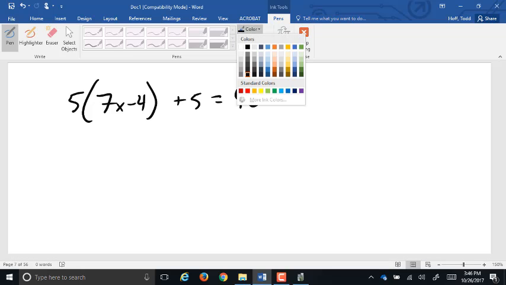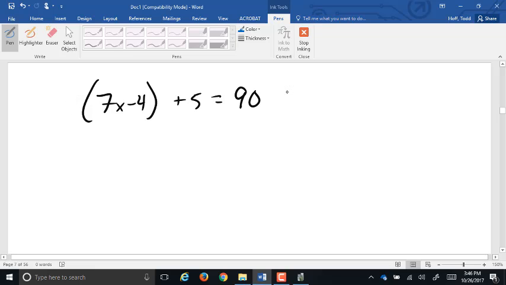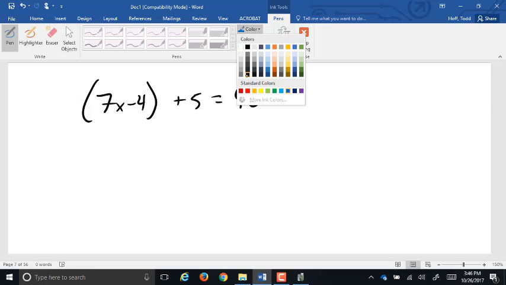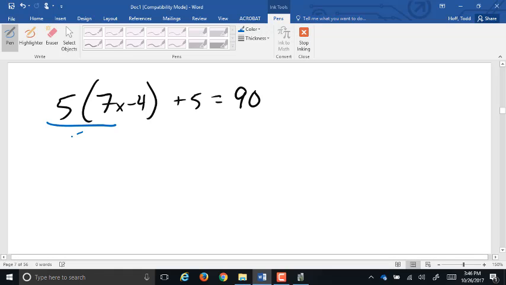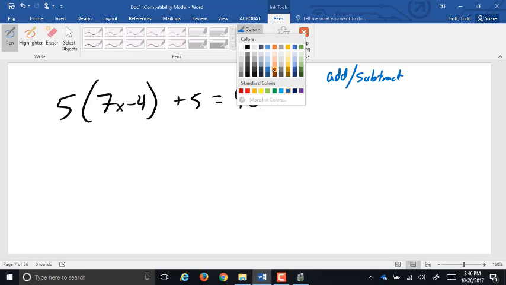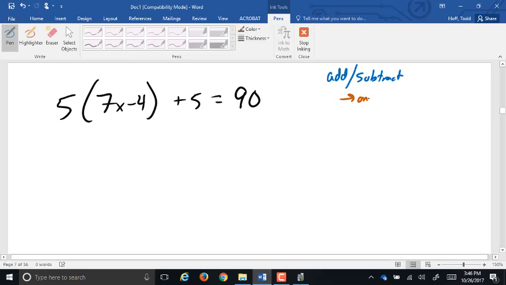Here we would not be able to just divide by this 5 here. It wouldn't work because we've got this piece here. When we are solving equations, if we add or subtract, we only have to do it to one piece on each side.